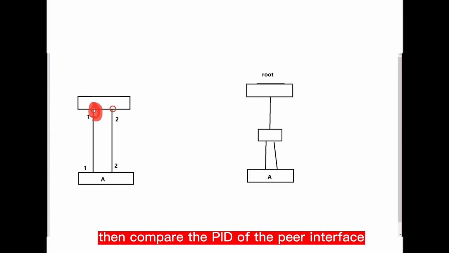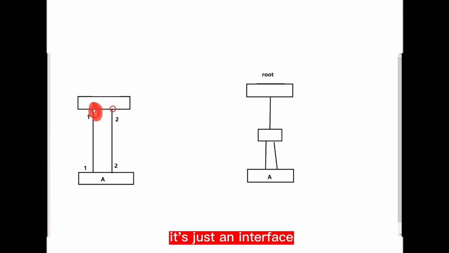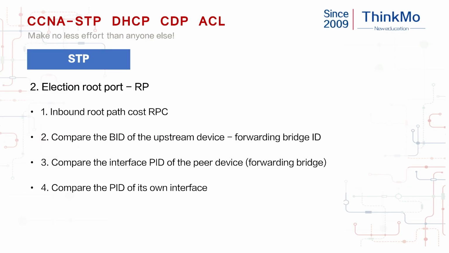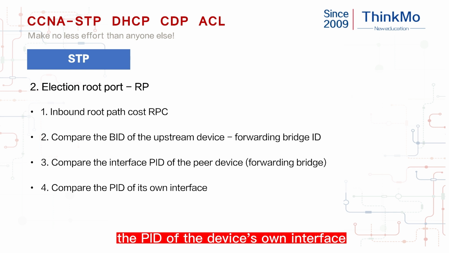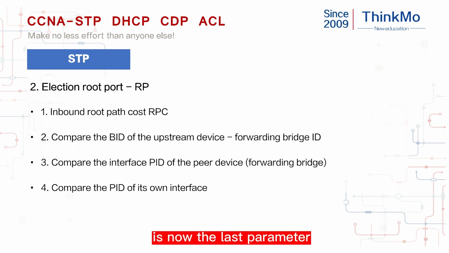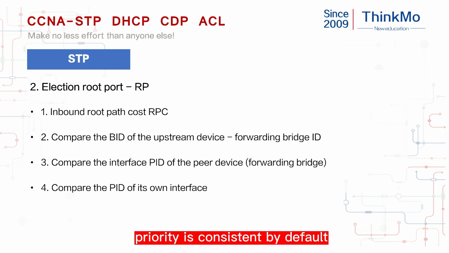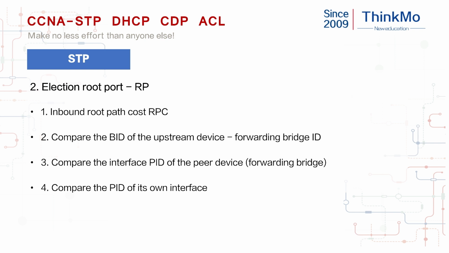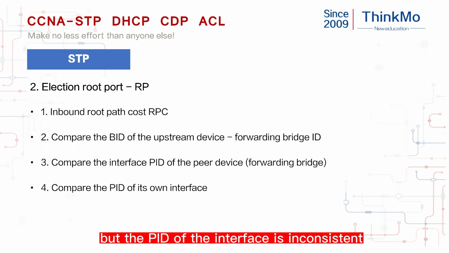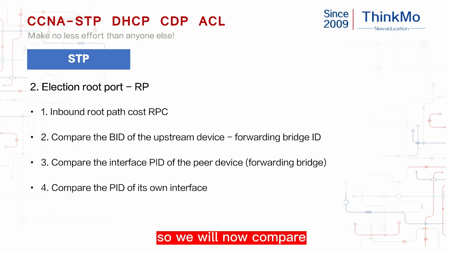Then compare the PID of the peer interface. It's just an interface, so it is incomparable. So what can be compared now? There is only one difference left. If this can't be compared, then there's no way. Okay. The PID of the device's own interface is now the last parameter. Its two interface names cannot be the same. Priority is consistent by default. But the PID of the interface is inconsistent. So we will now compare.